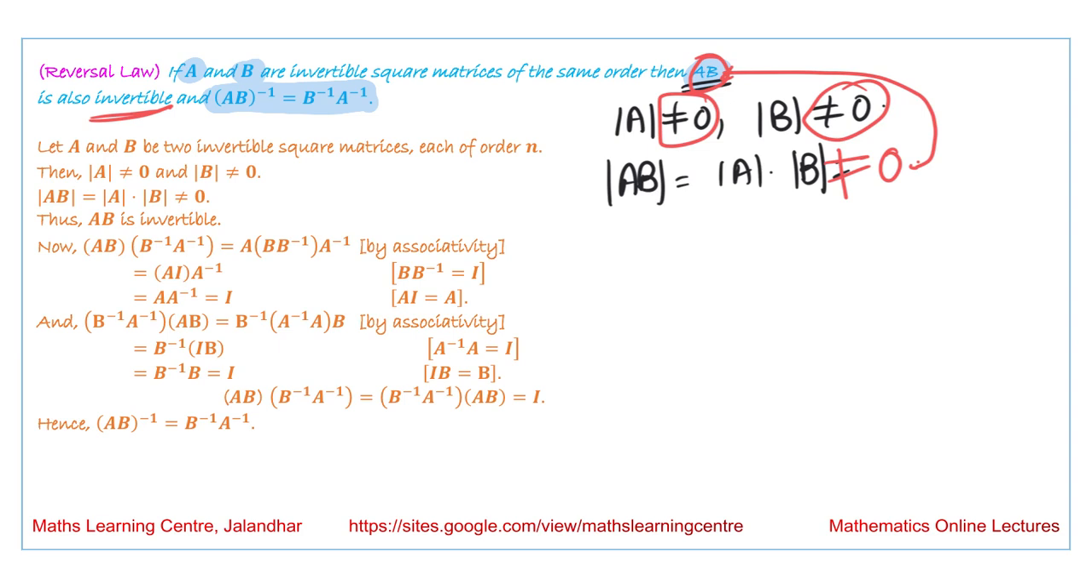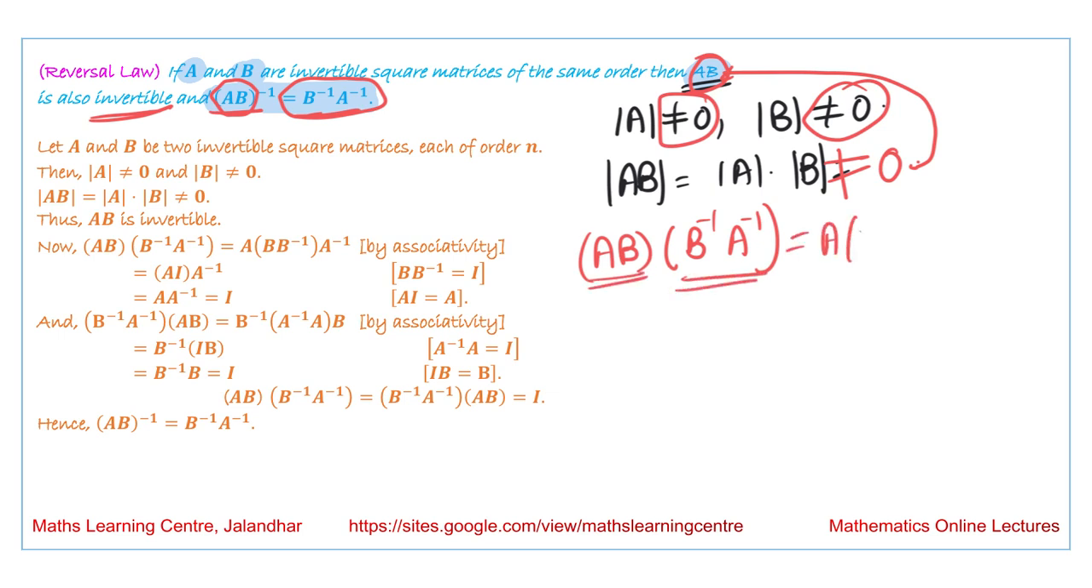Now next thing we have to prove is that inverse of AB is equal to this value. So we have to prove that inverse of AB is equal to B inverse A inverse. We multiply AB with this term. What we get is A into B B inverse into A inverse. This is equal to A I into A inverse. This is equal to A A inverse, and that is equal to I.